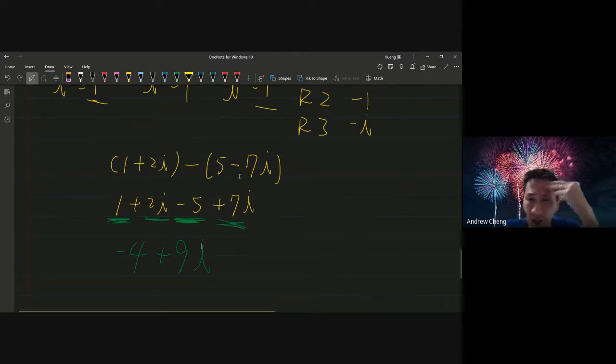So that is 2.1 and 2.2. I think it's not too difficult. If you have any questions, just let me know.